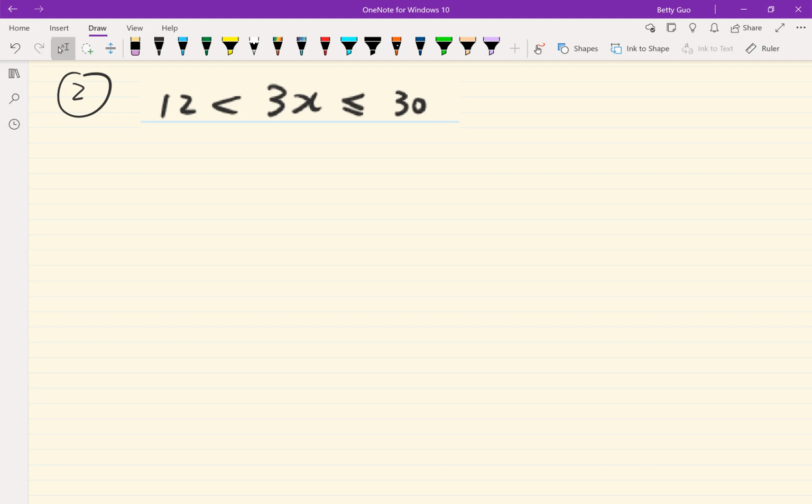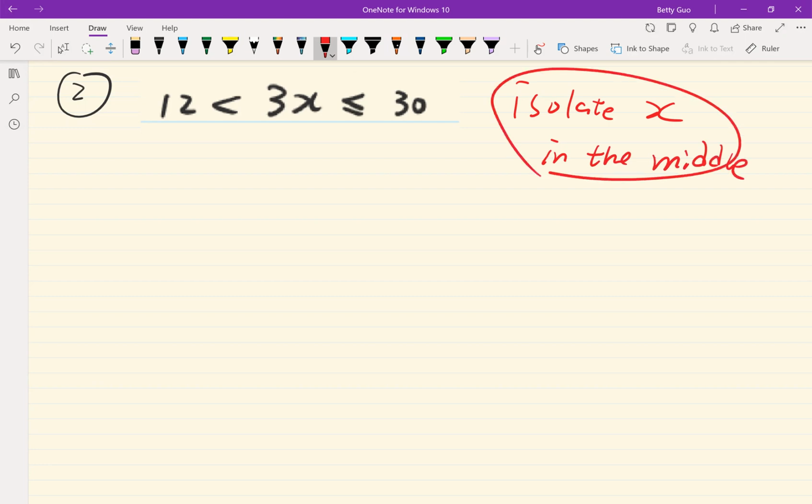It is a rule that we have to remember and follow. If the endpoint is a solution, we use a bracket. If the endpoint is not a solution, we use a parenthesis. Let's look at this problem together. It's a compound inequality. We are trying to isolate X in the middle, right? Most of you know we're gonna divide all 3 parts by 3. But do we need to switch the direction of the inequality symbol in this case? No, because we are dividing by a positive number.